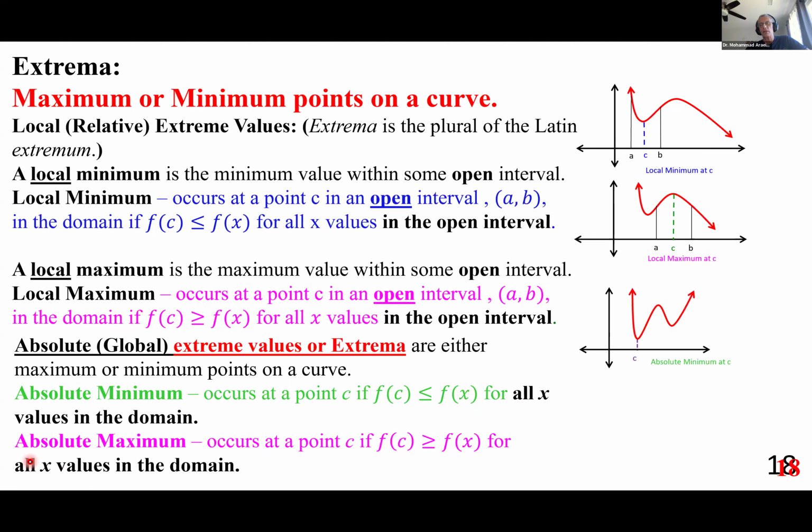So if we look at these two cases: local min, local max, local min, but this one is also absolute min. Local max, local min, local max. This local max is also absolute max. Here's the reason. In this case, there is no other point having a smaller y coordinate. In this case, no other point in the entire domain has a larger y coordinate. That's why. So we want to understand and distinguish between the two.